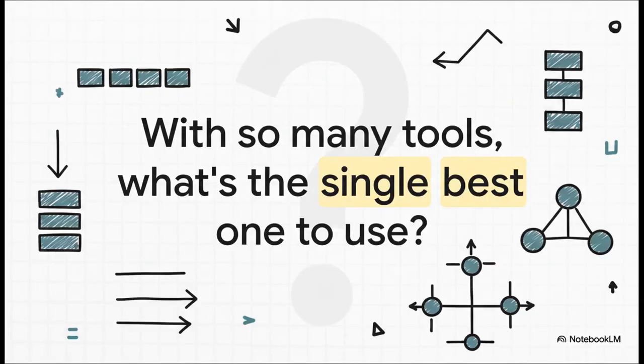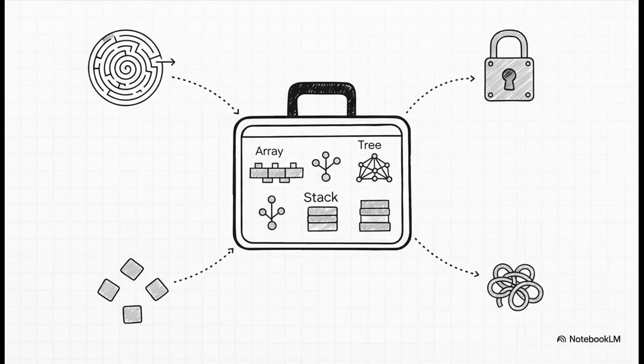Okay, wow. So we've seen arrays, stacks, queues, trees, and graphs. A whole toolkit full of different options for organizing data. Which, of course, begs the question, out of all of them, what's the single best data structure to use? And the answer is, there isn't one. There is no single best data structure, just like there's no single best tool in a toolbox. You wouldn't use a hammer to saw a piece of wood, right?